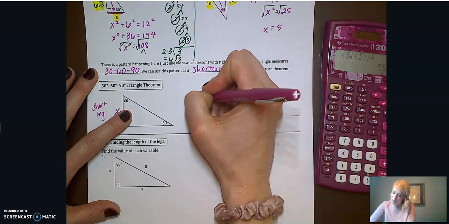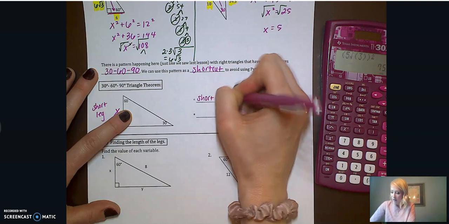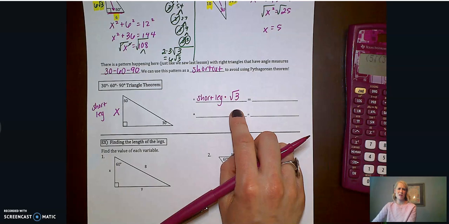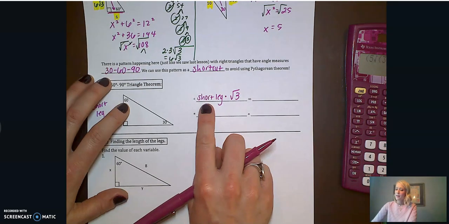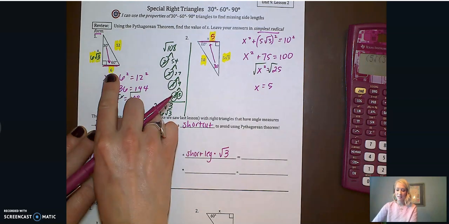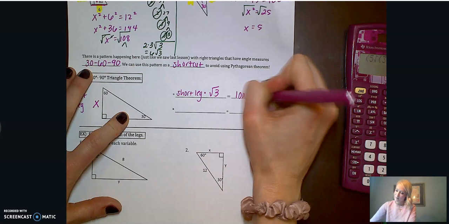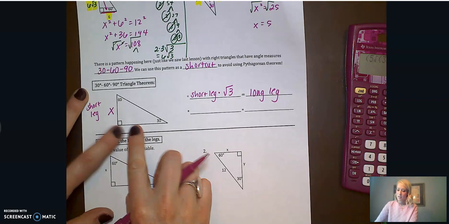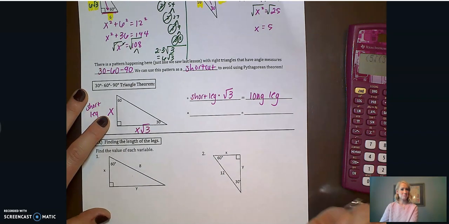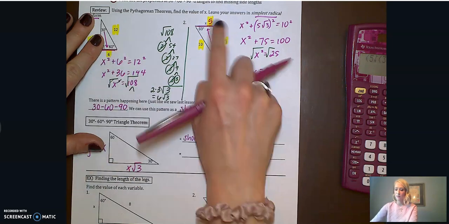If you do the short leg times radical 3, gross radical 3. Also, who discovered this? They need to get a life. But if you do the short leg times radical 3, that gives you the long leg. I wish it was prettier than that, but it's not. So on this one, if I call the short leg x, I'm going to call the long leg x radical 3.